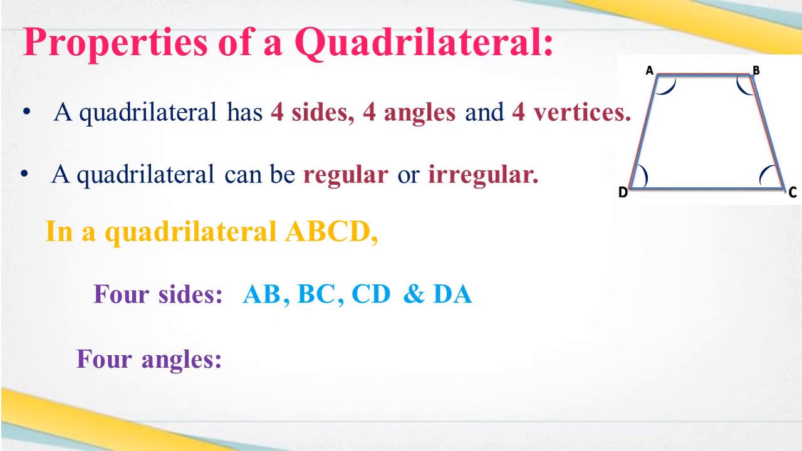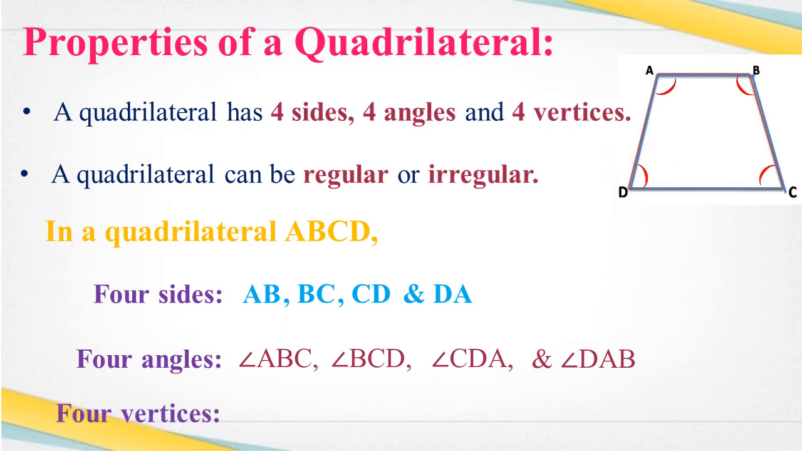Four angles. You know that angles, right? Angle ABC, angle BCD, angle CDA, angle DAB. Four vertices that are points A, B, C, and D.